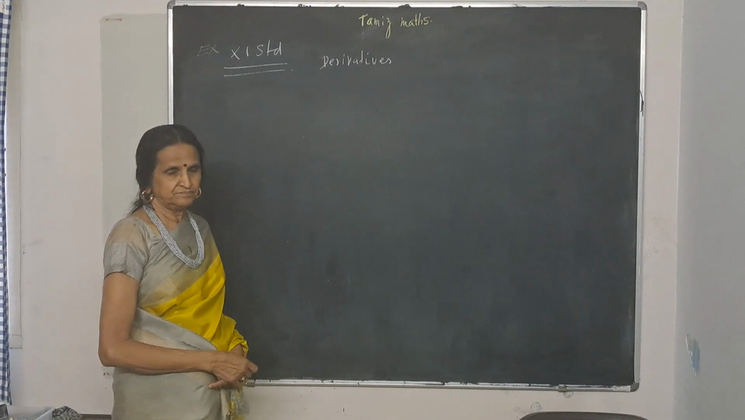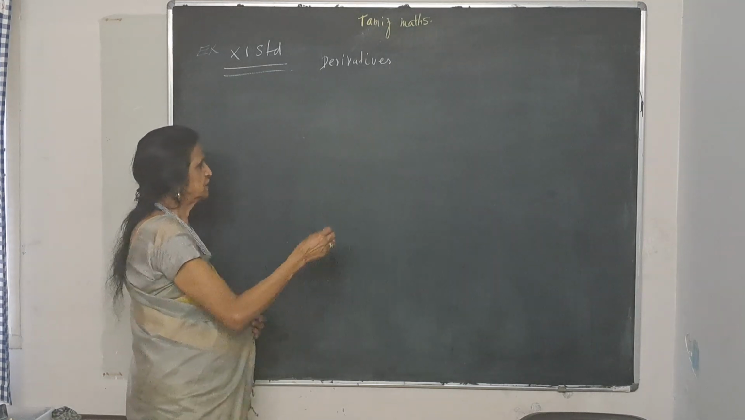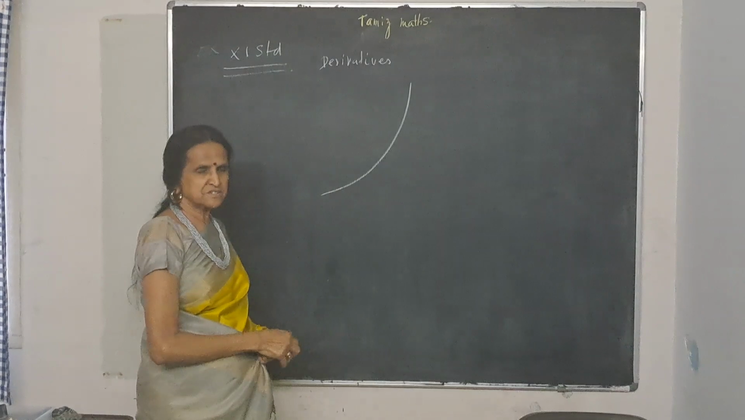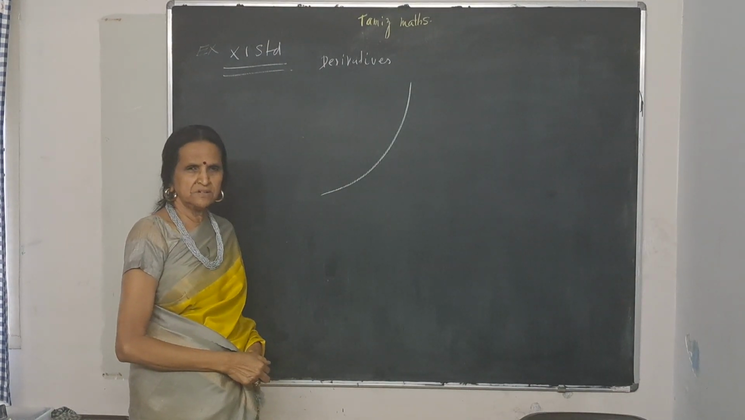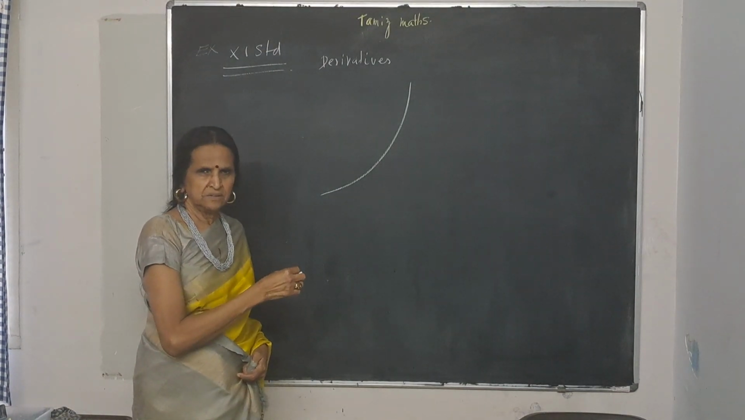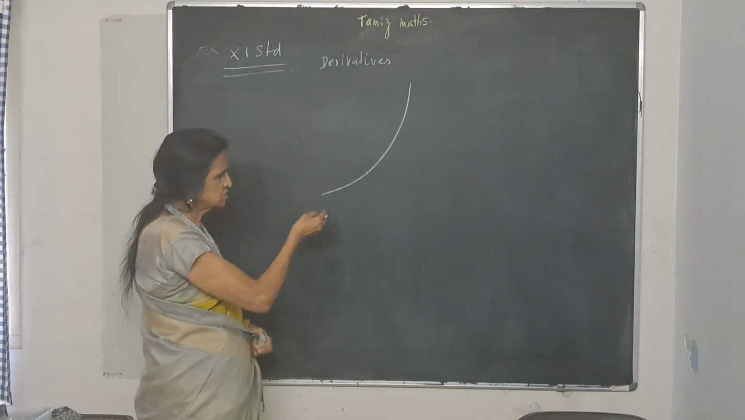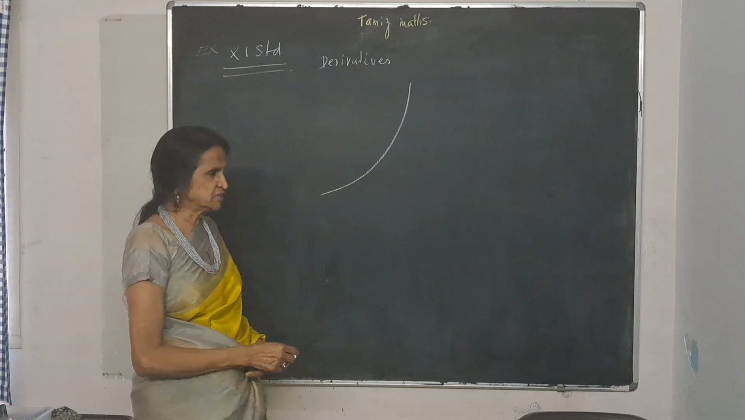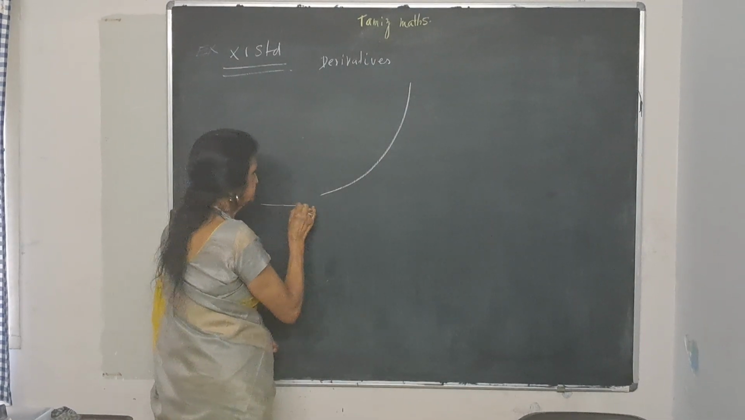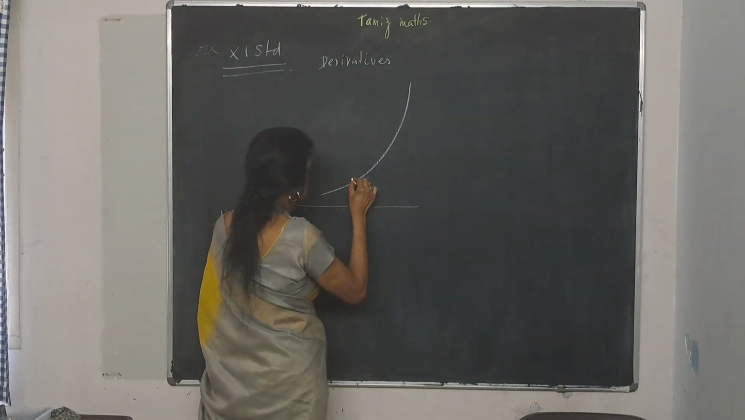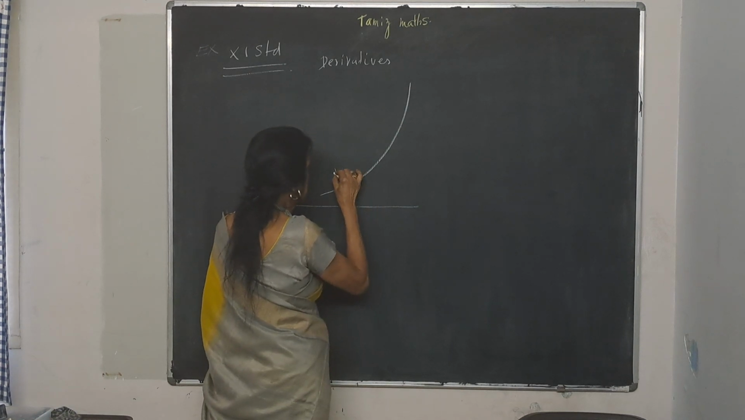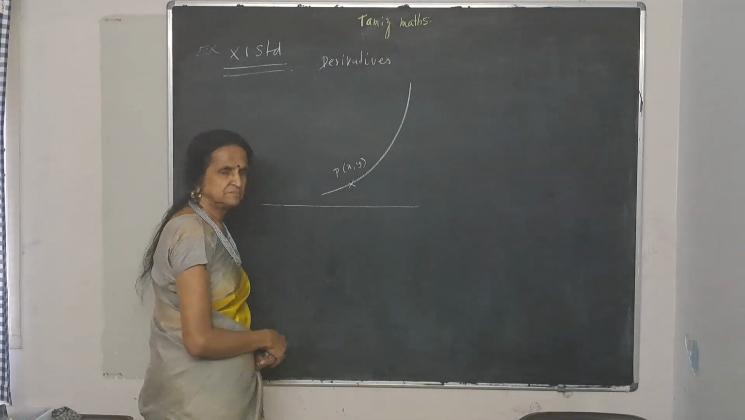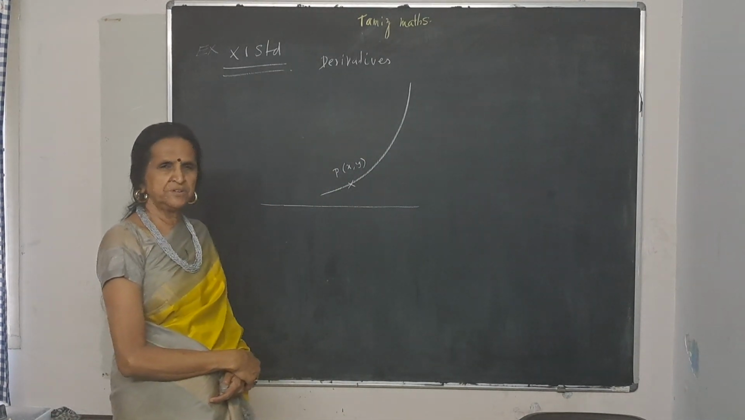Now let's talk about a curve which is continuous. What do you mean by continuous? There is no break, the curve is just having a flow like that. That will be a continuous curve. Let's say I have a point P here which is x and y.